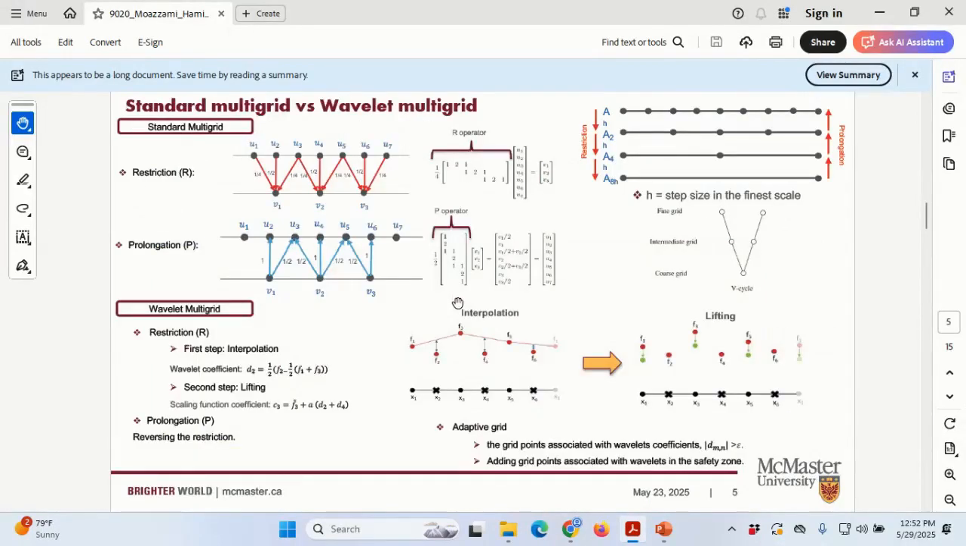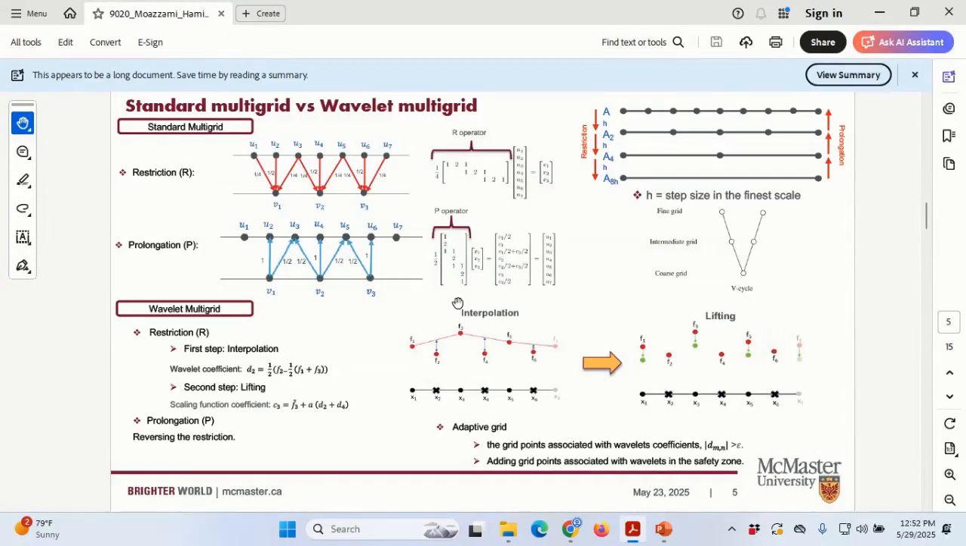So here I compare the standard multigrid with the wavelet multigrid that we have developed in this study. What is the general idea of the multigrid? The high frequency errors can be removed very fast with standard iterative solvers like Jacobi and Gauss-Seidel, but the low frequency errors are not like that. But if we restrict them to the coarse scale, they will act like high frequency errors, and they can be removed fast at coarser scales. So we have a multi-scale structure.